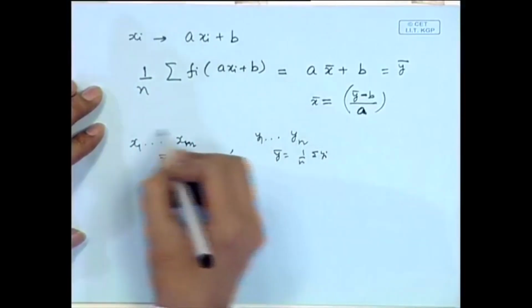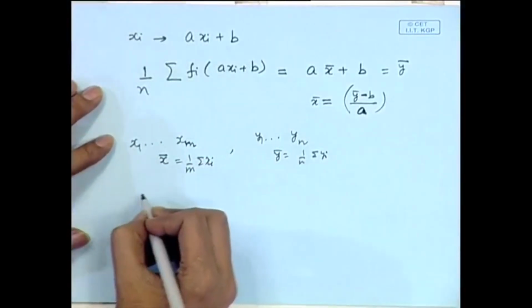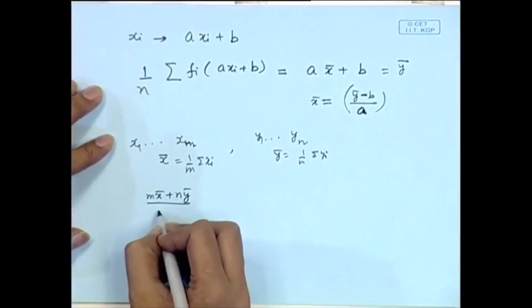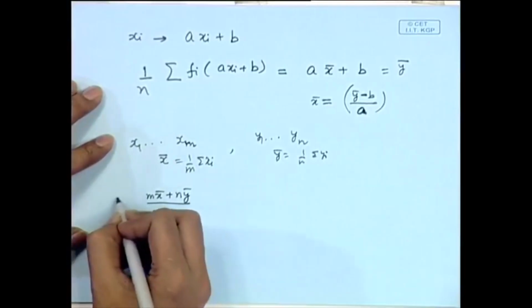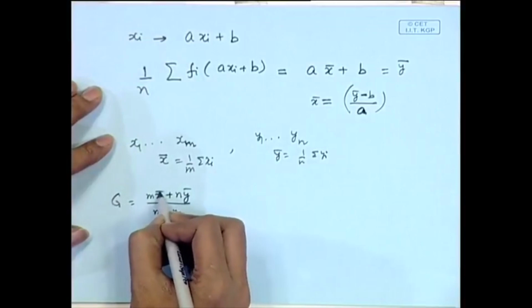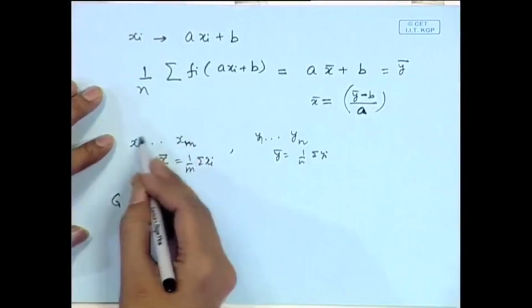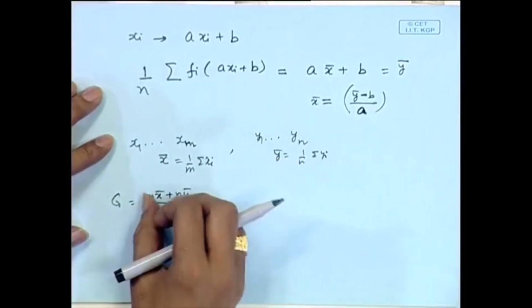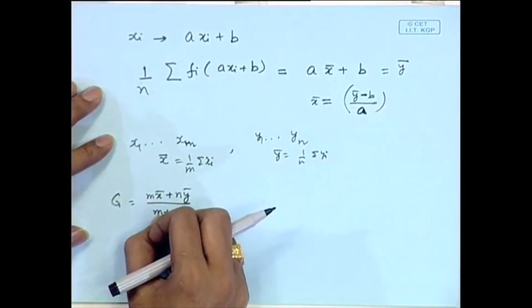So, if I am looking at the grand mean, I can consider it as m x bar plus n y bar divided by m plus n, that is the grand mean of both the sequences taken together, because m x bar gives the total sum of the first set of values and n y bar gives you the total sum of the second set of values. So, if we add and then divide by the total number, we get it. So, this arithmetic mean measure is amenable to various kinds of manipulations, and that is why it is quite useful.